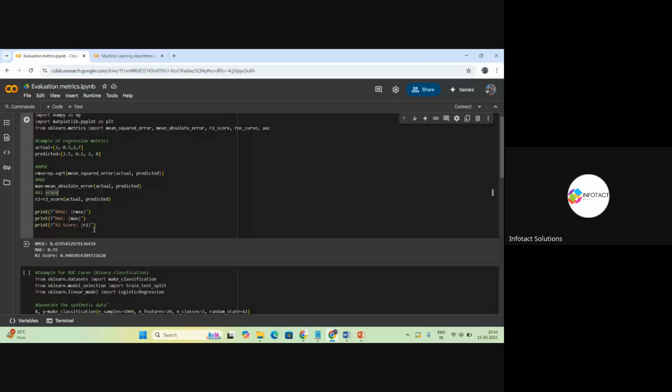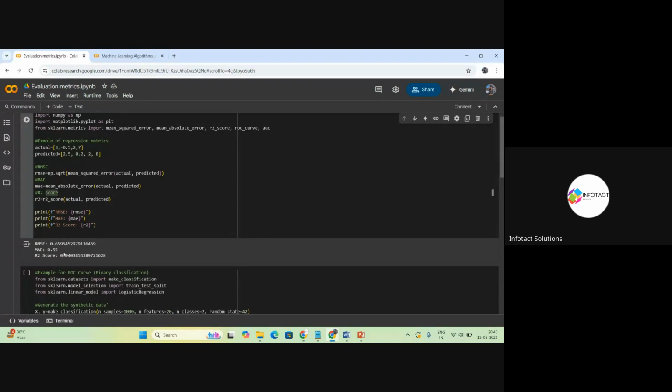So here you can get it. Print RMSE, print MAE, and print R2 score. Here RMSE is 0.65, MAE is not that good, 0.55. But the R2 score is 0.9, which means it's quite good.